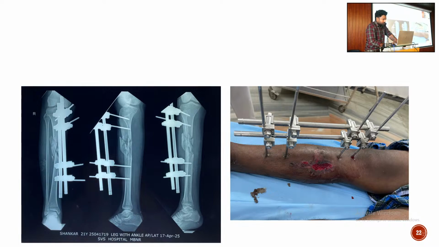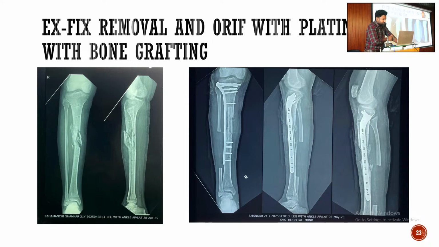After a period of 3 months after proper soft tissue healing, we removed the ex-fix, and after removing the ex-fix, this was the image, and still the comminution is present with the visible gap seen, and we have done a vascularized fibula strut placed along with the graft taken from the iliac crest.